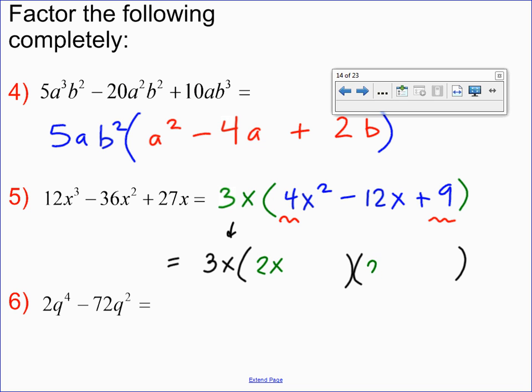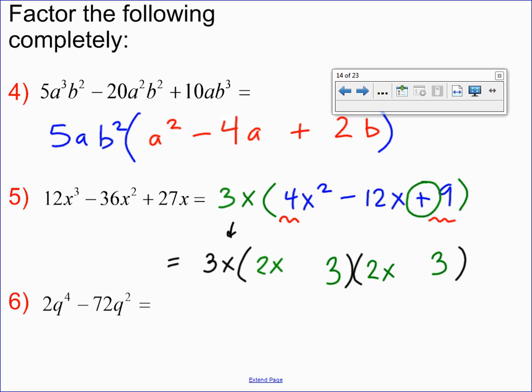2x and 2x. What times itself equals 9? 3 and 3. Take a look at my last term. Is it positive or negative? Well, it's positive. So are my binomial signs going to be same or opposite signs? They have to be same. In order to multiply together and produce a positive result, they must be same signs.